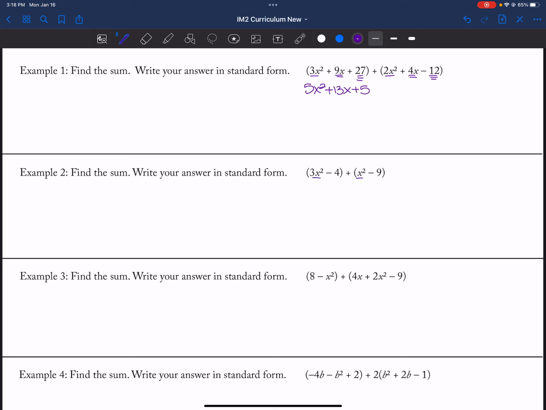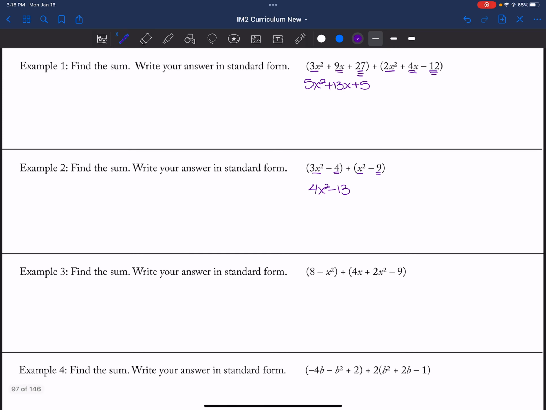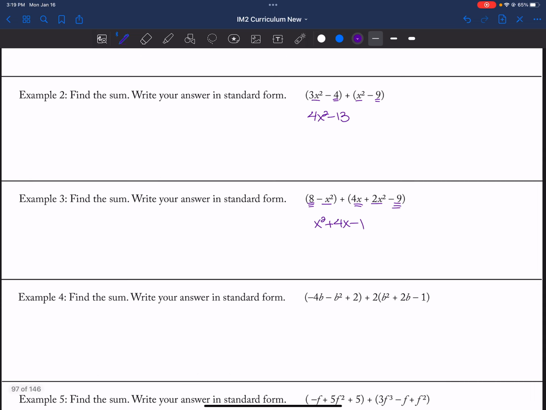Again, 3x squared and x squared gives me a 4x squared. And then a negative 4 and a negative 9 gives me a negative 13. I have a negative x squared and a positive 2x squared, which gives me 1x squared. And then I have just a 4x by himself. No other, just x terms. And then I have a negative 9 and an 8, which gives me a negative 1.